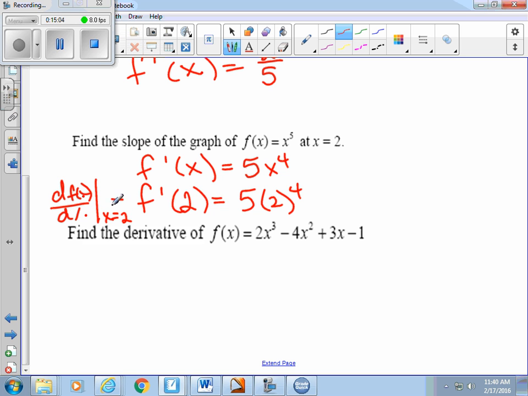I do want to show you that notation. You'll see it later, but this little bar there, x equals 2, means such that x equals 2, and so that little bar is the notation you would use there. 2 to the 4th is 16. Good. 16 times 5 is 80.